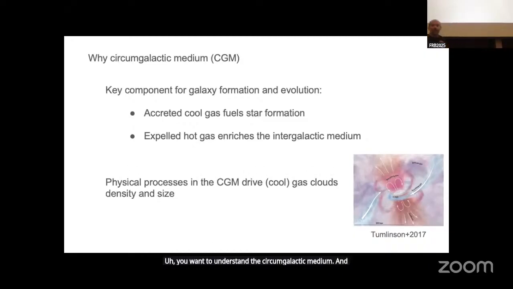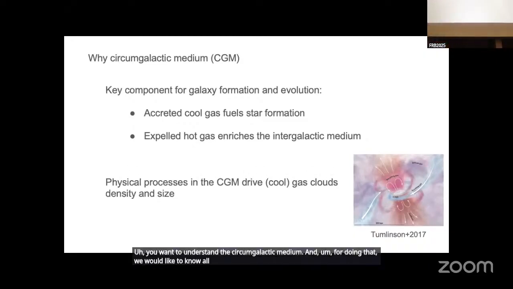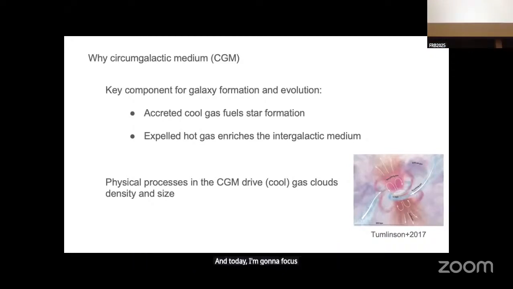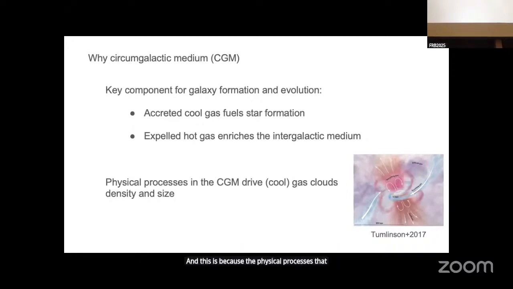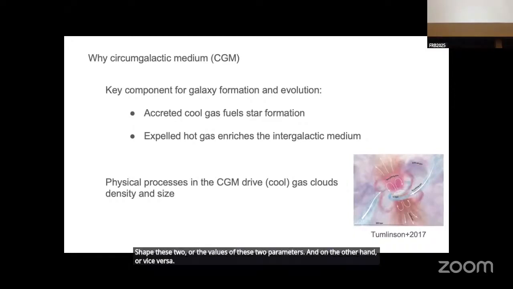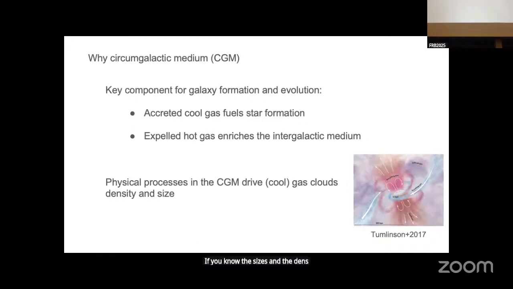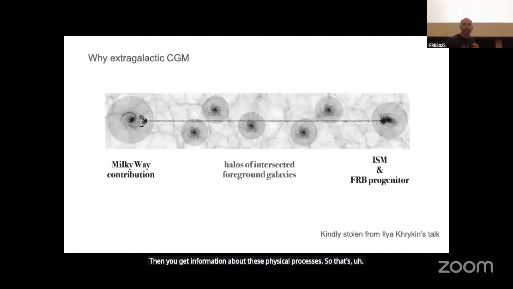And for doing that, we would like to know all the physical processes that are happening in the CGM. Today I'm going to focus in particular on two parameters, which are the density and the size of the gas clouds in the CGM. This is because the physical processes that happen in the CGM shape the values of these two parameters. And vice versa, if you know the sizes and the densities of your gas in several regions, for example, then you get information about these physical processes. So that's what we are trying to do.